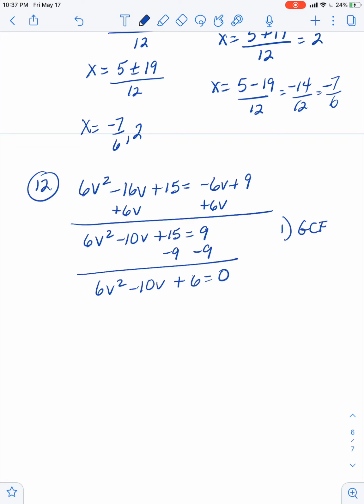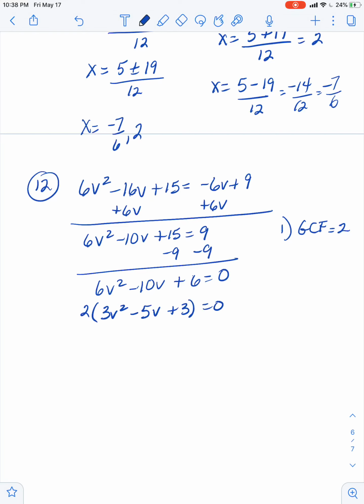Does 6, 10, and 6 have anything in common? And the answer is yes, 2 goes into all of them. So I'm going to factor out a 2. Now, for what we're doing, we're not going to have to do anything with that 2. But if that was an x, then it would be a very important number. Okay, so I've got 3v squared minus 5v plus 3.